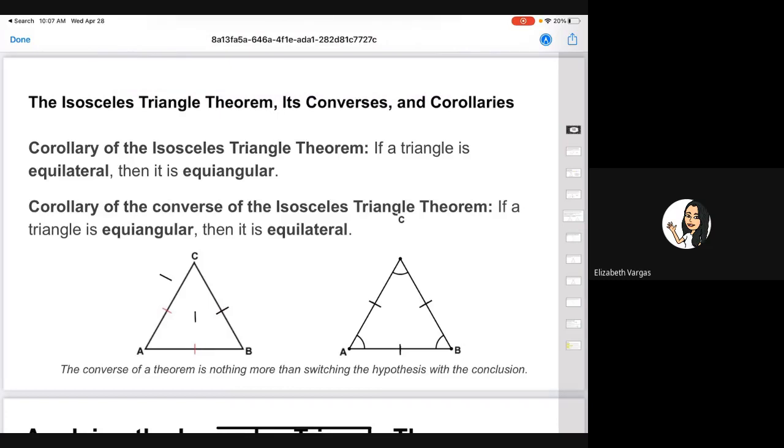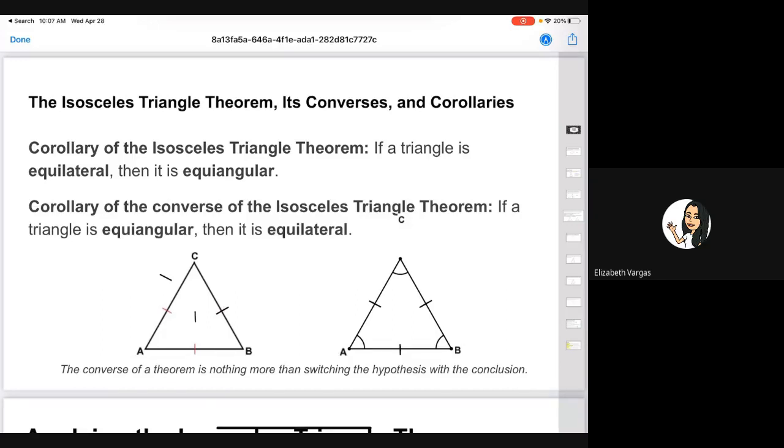Okay. So the corollary of the isosceles triangle theorem. This tells me if a triangle is equilateral, then it is equiangular. Well, that is what we learned about equilateral triangles, right? We learned equilateral triangles have 3 equal sides, and they also have 3 equal angles. If those sides are going to be equal to each other, then those angles are also going to be equal to each other. So that's basically what the corollary tells me. If all my sides are equal, then obviously all my angles are going to be equal. The converse of that will just tell me if all my angles are equal, well, then all my sides are going to be equal. So that is basically what the corollary of the isosceles triangle theorem is.